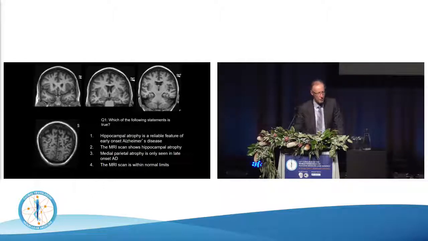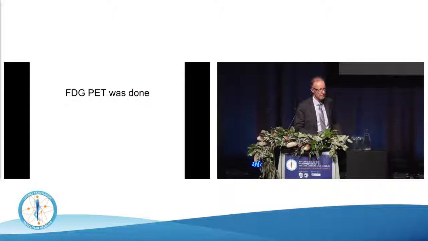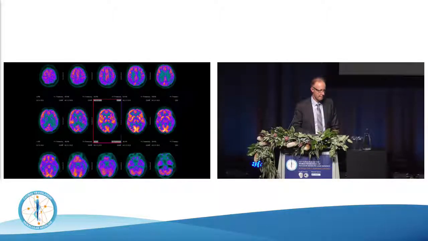Medial parietal atrophy occurs in Alzheimer's disease. Is it restricted to late onset Alzheimer's disease? Yes? No? Correct. You're a very educated bunch, or you can predict what I'm going to say. Medial parietal atrophy can be seen if you know where to look, but it's not easy. It's a bit tricky. Most radiologists don't go looking for this, but it has been described in earlier onset Alzheimer's disease. The MRI scan in this patient is within normal limits. Yes? Correct.